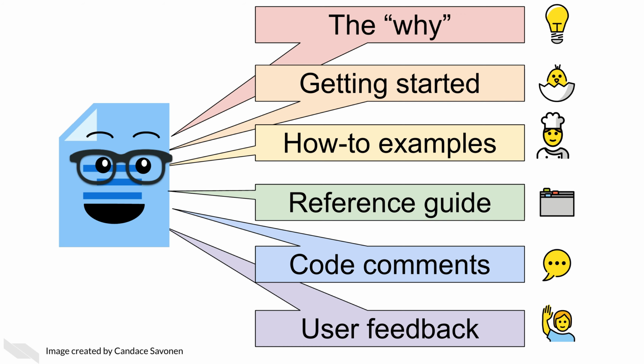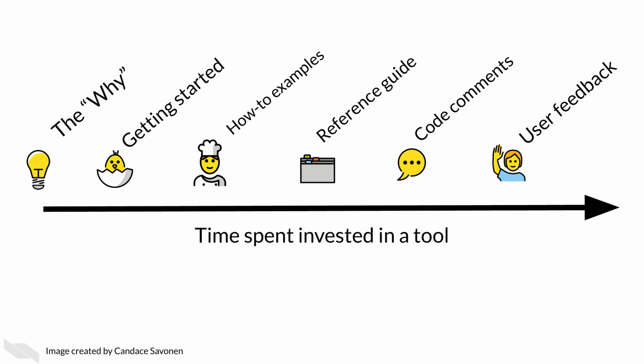The anthropomorphic documentation has 6 major components in this illustration, including the why, getting started, how-to examples, reference guide, code comments, and user feedback. The various components of good documentation. The why, getting started, how-to examples, reference guide, code comments, and user feedback are on a continuum in that order from the most to least amount of time spent invested in a tool.